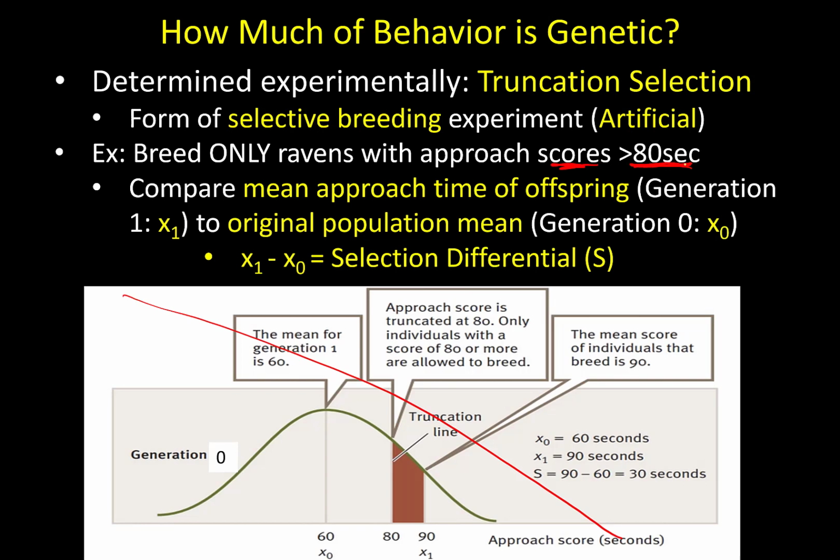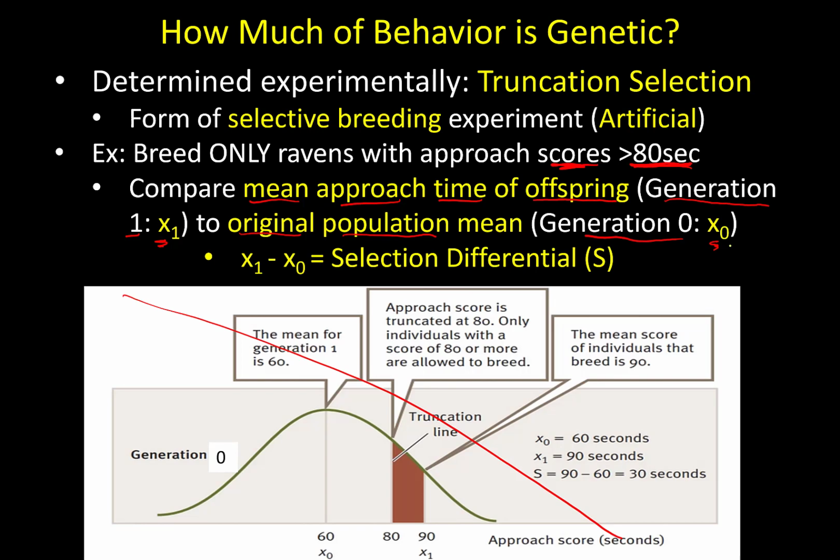We're going to breed them together, and then we're going to try to determine what the mean approach time is of those offspring. We're going to call those offspring generation 1, or X1 for short. Then we're going to compare that mean approach time of the offspring to the mean of the original population. That big group of ravens that had approach times that were both long and short and somewhere in between. We're going to call that original population generation 0. We're going to represent them as X0. Okay.